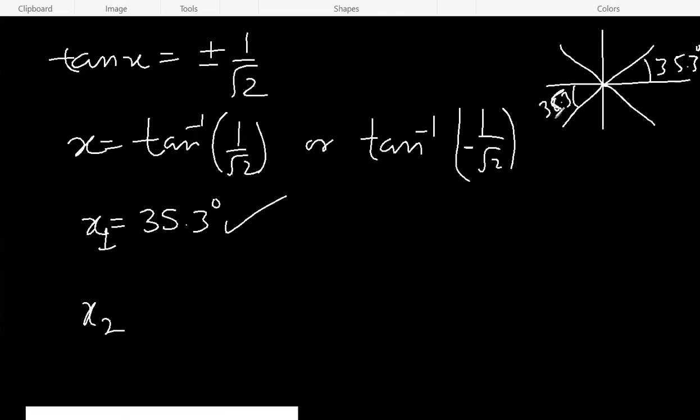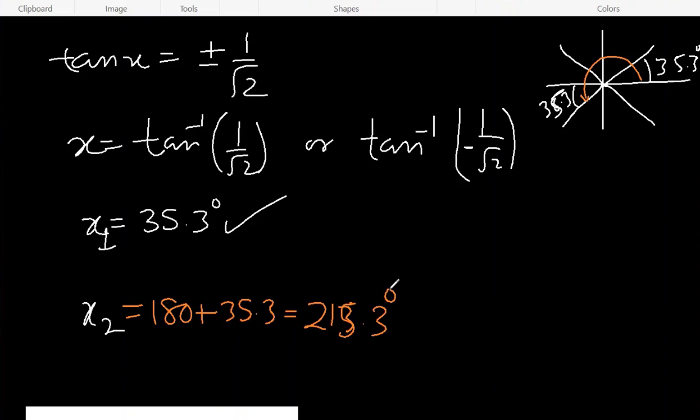35.3, right? But our angle, which will be right, will be this one. So it will be 180 plus 35.3, which will be 215.3 degrees. Let's go to the third angle, which is, this is 35.3.